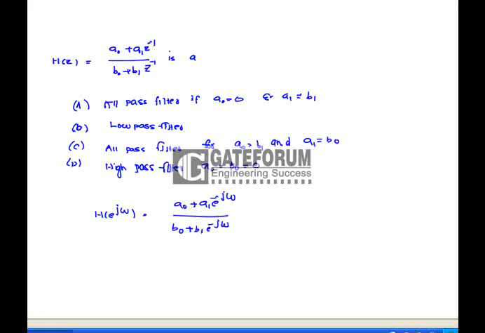From the given options, option A is all pass filter. If a0 equals 0 and a1 equals b1, it is not acting as an all pass filter. If we substitute, it is going to be 0 somewhere at infinity, so it is not passing the highest frequency. So it is not an all pass filter, it is not a low pass filter. So the condition for an all pass filter is a0 must equal b1 as well as a1 must equal b0. Hence option C is correct.